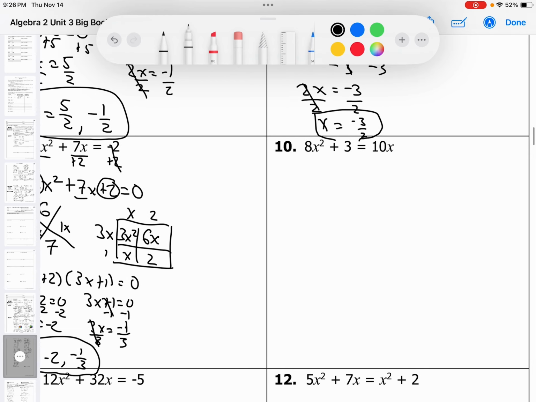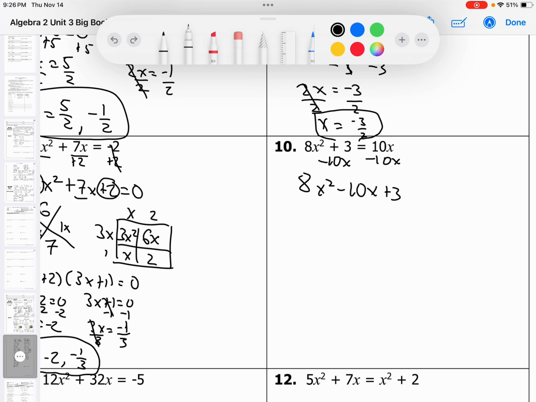Okay, on to number 10. Same thing, we need to change it so that it's equal to 0, not equal to negative 10x. So I can do that by subtracting 10x from both sides. Once again, I don't have anything over here that I can subtract 10x from. I can't subtract 10x from 8x squared or from 3 because neither of those have just x as their variable. So this is going to just be 8x squared minus 10x plus 3.